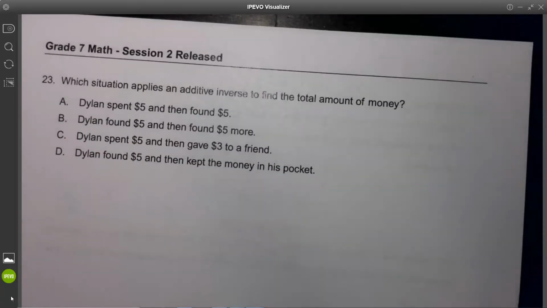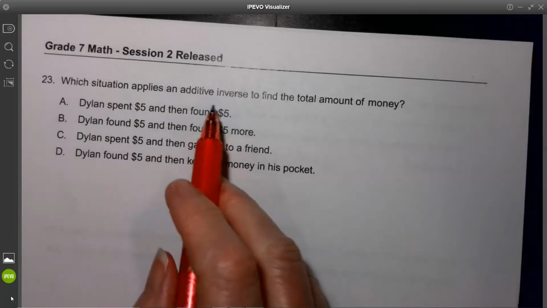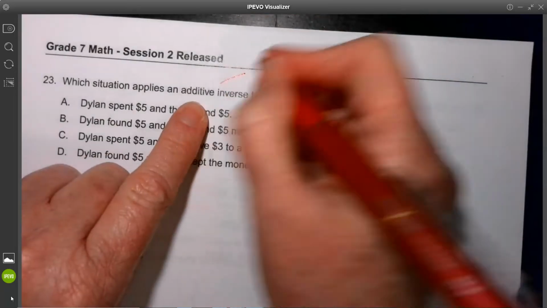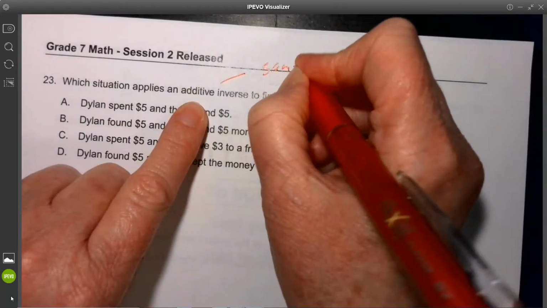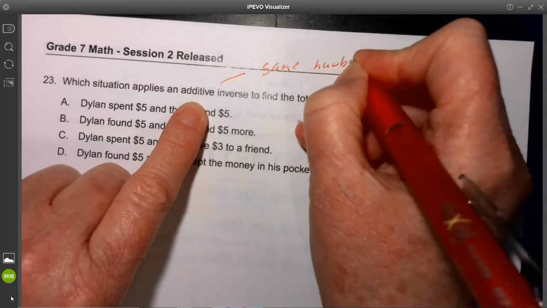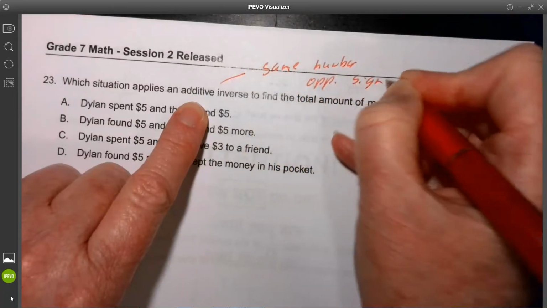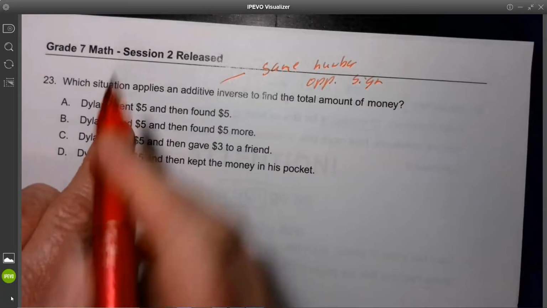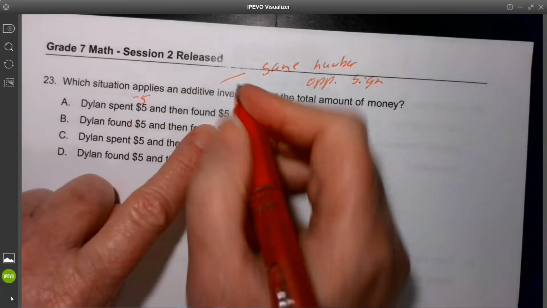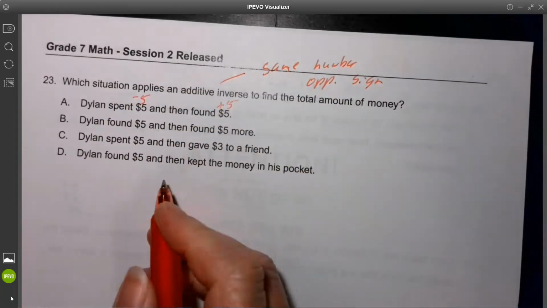Last one. Which situation applies in an additive inverse? Additive inverse, remember, is the same number but opposite signs. So one is positive, one is negative. Okay, that's an additive inverse. So he spent 5, that's a -5. Found 5, so that's a +5. Well, I think we have our answer.